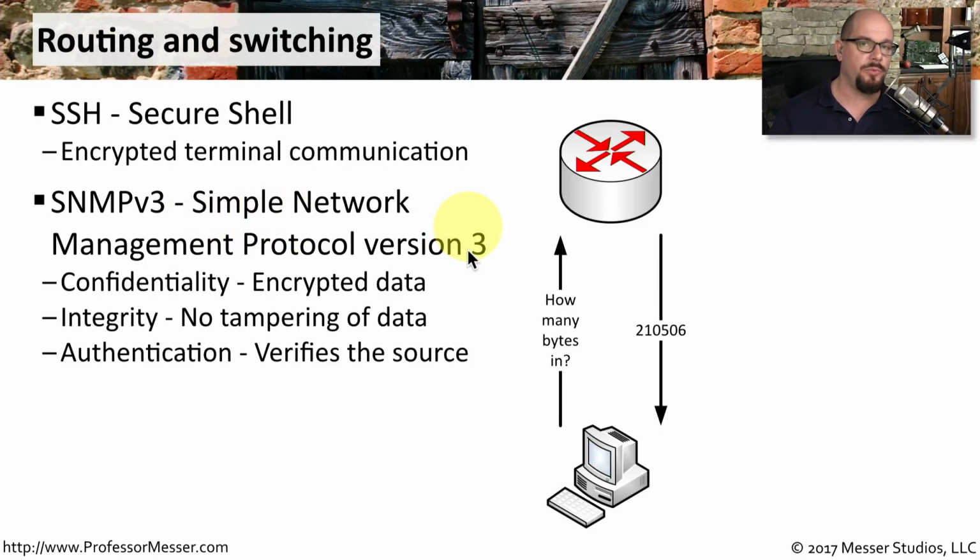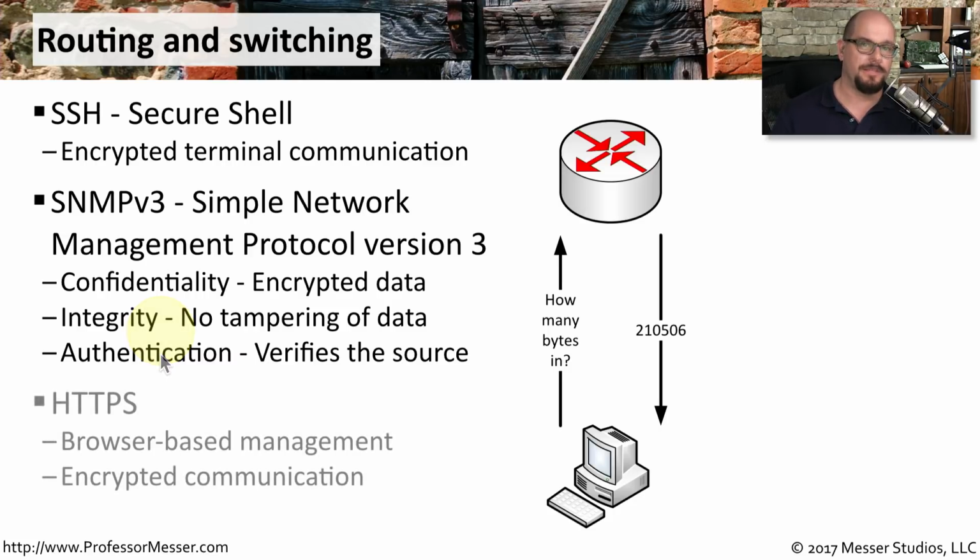It's this version 3 of SNMP that includes confidentiality. It encrypts the communication back and forth between you and that remote device. It adds integrity, so you know the data was not changed as it went through the network. And we have authentication, which verifies the source of this information. Some switches and routers also allow you to manage the device through a browser, and in those cases, you may decide to use the encrypted protocol for browser communication, HTTPS.